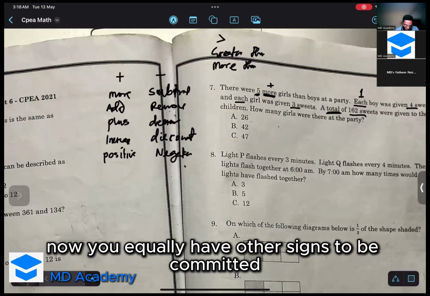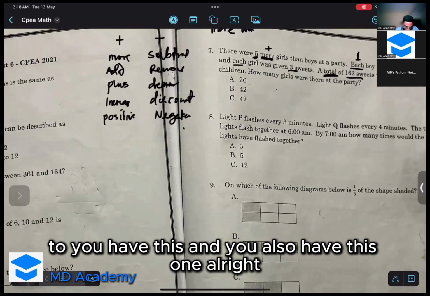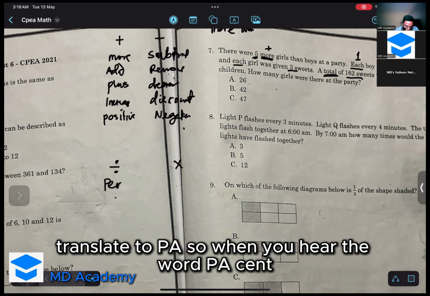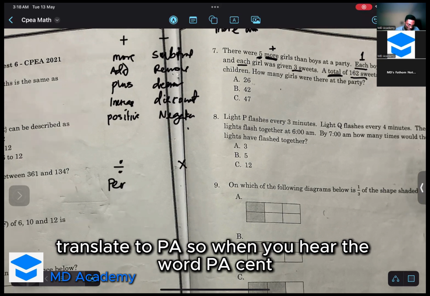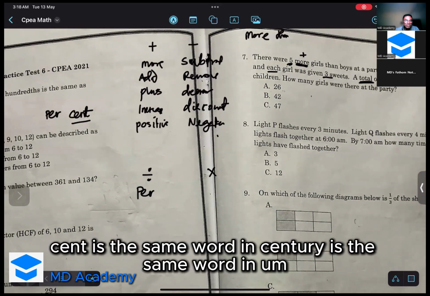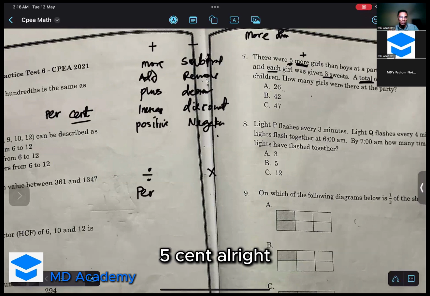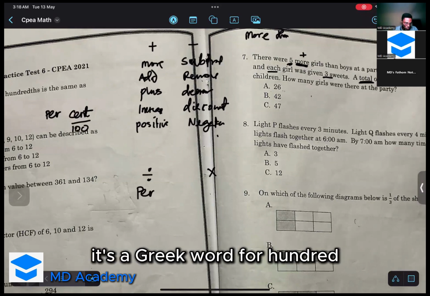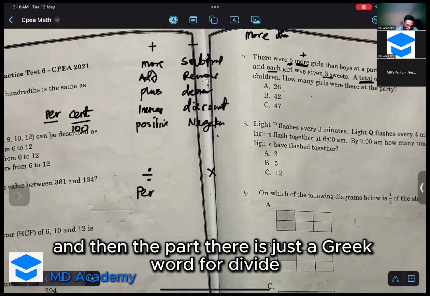Okay, now you equally have other signs to commit to memory. You have this and you also have this one. All right, this one here would translate to per. So when you hear the word percent, what you are saying is per, and then you are saying cent. Cent is the same word as in century. It's the same word as in 5 cents. All right, what it translates to is it simply means 100. It's a Latin word for 100, and then the per there is just the word for divide.